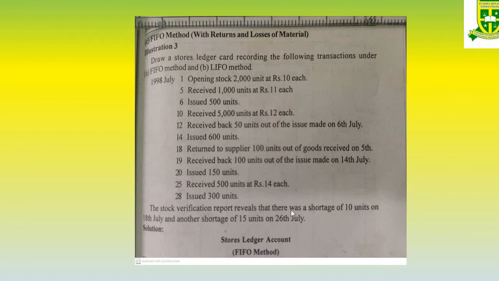The stock verification report revealed there was a shortage of 10 units on 18th July, when the verification was done, and another shortage of 15 units on 26th July. When there is a shortage of things, what we are going to do, you will understand while going through the sum.